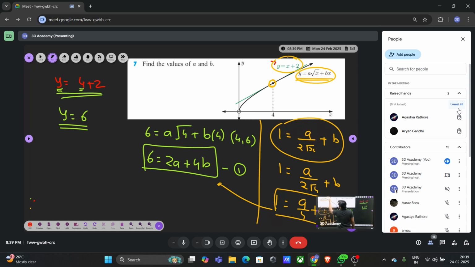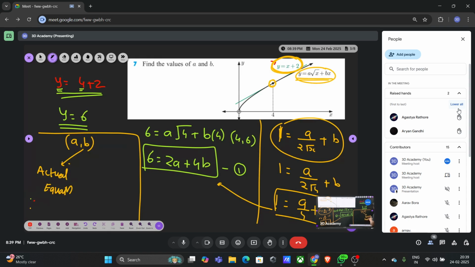I differentiated it. When you differentiate this, you get dy/dx equals 1. Right? So again, I'm telling you, you just focus on 2 points. What are those 2 points? Whatever coordinate is given, this is the summary of the entire concept. Whatever coordinate is given, it will satisfy the actual equation.